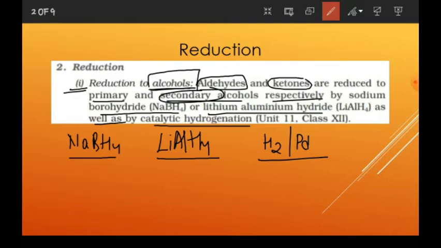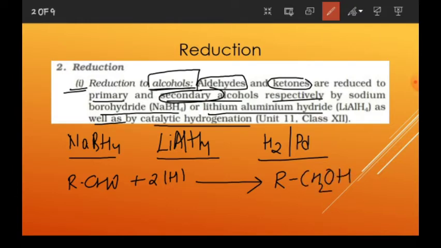So if I write here a reaction, RCHO, this is an aldehyde, and if we are doing reduction, it means addition of hydrogen in the presence of any reagent we can take, and what will happen? It will form RCH2OH. Now this is what? 1 degree alcohol. So aldehydes give 1 degree alcohol.